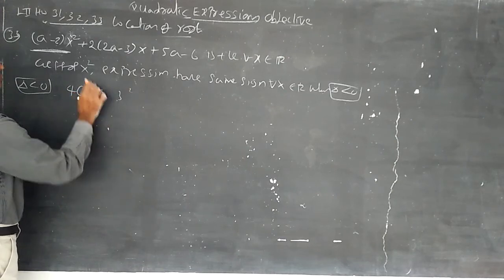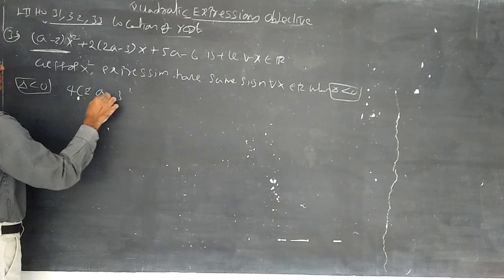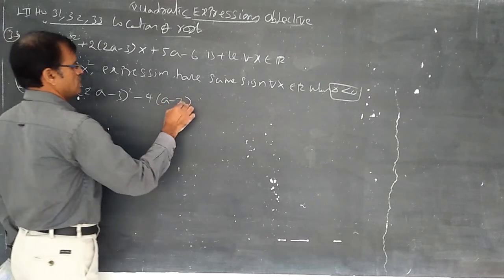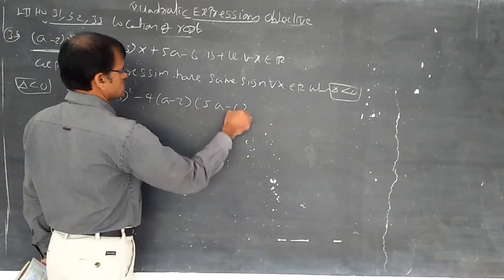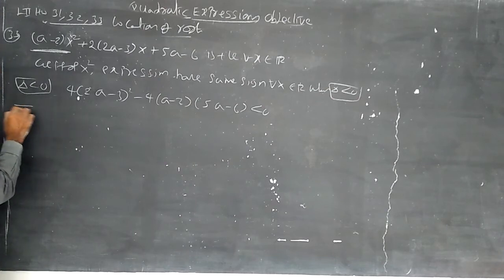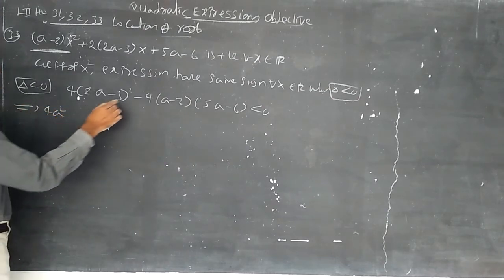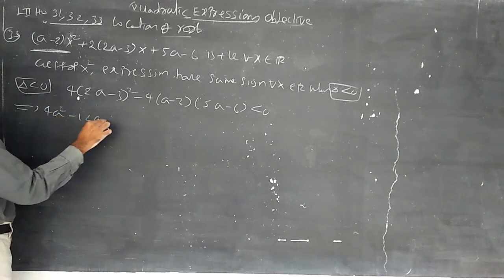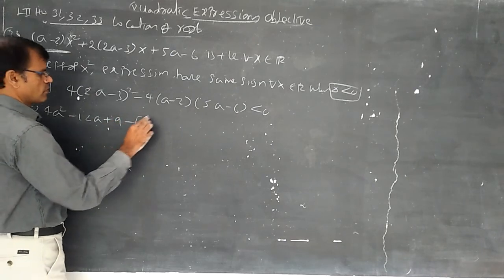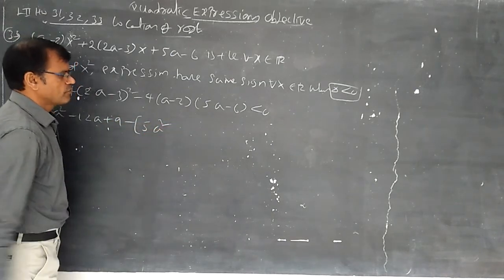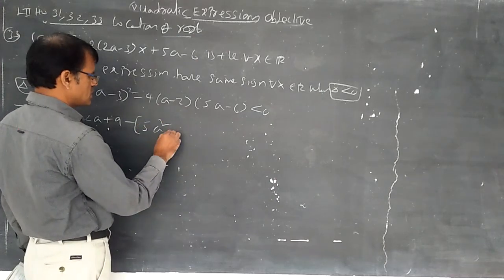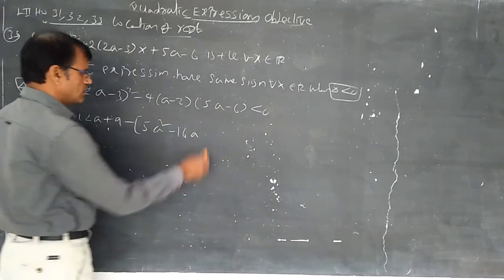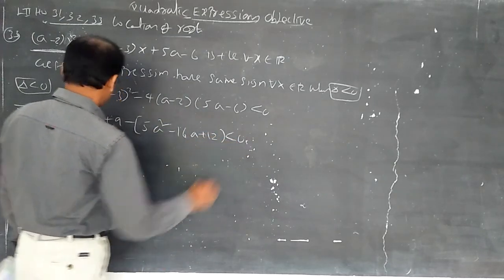4 into 2a minus 3 whole square minus 4 into a minus 2 into 5a minus 6 less than 0. Divide with 4. You can expand 2a minus 3 whole square: 4a square minus 12a plus 9 minus. Let us multiply 5a square minus 6a minus 10a plus 12, minus 2 and plus 12. It is less than 0.